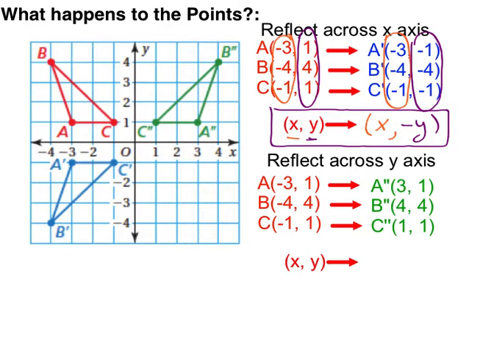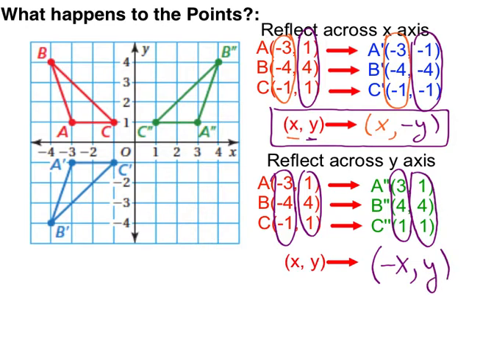If I reflect across the y-axis, notice that -3, -4, -1 become +3, +4, +1. They changed signs. So x becomes opposite x. Y goes from 1, 4, and 1 to 1, 4, and 1. They stay the same number. So for a y-axis reflection, (x, y) becomes (opposite x, y). So notice that for the y-axis, the y stays the same and the x flips. For the x-axis, the x stays the same and the y flips or changes sign.